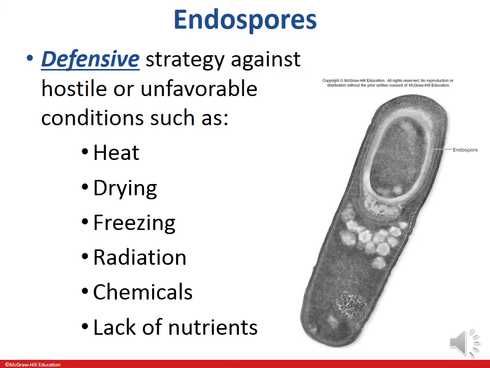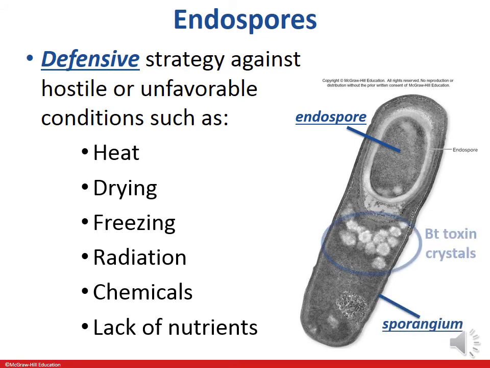And so what they do is they basically protect a copy of their DNA in this structure called an endospore. And so this area here would be the endospore, which is basically just a little compact area of nothing but DNA. And the rest of the cell would be called the sporangium.